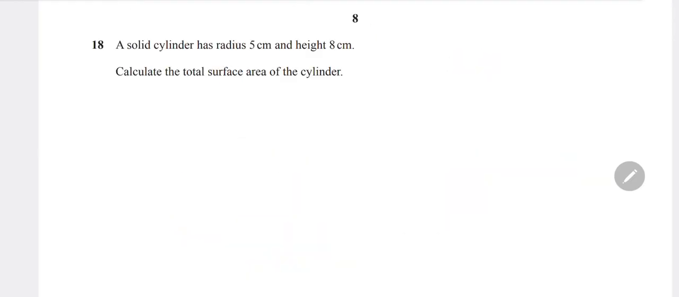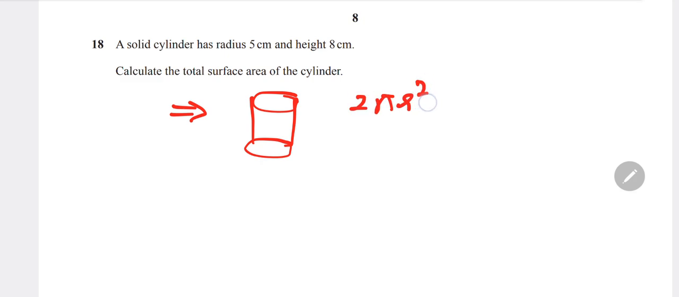A solid cylinder has a radius of 5 cm and height of 8 cm. Calculate the total surface area of the cylinder. So for a solid cylinder we have a formula. Actually we have two circles and one curved surface area. So we can say the total area is 2 pi r squared plus this one, so 2 pi rh. Okay, CSA plus the area of the two circular parts.